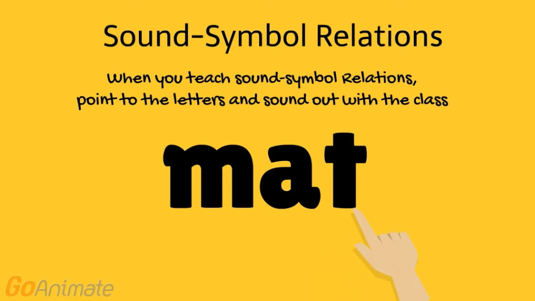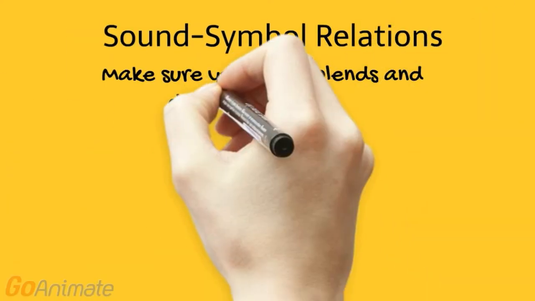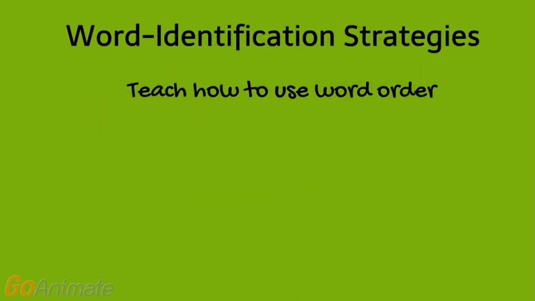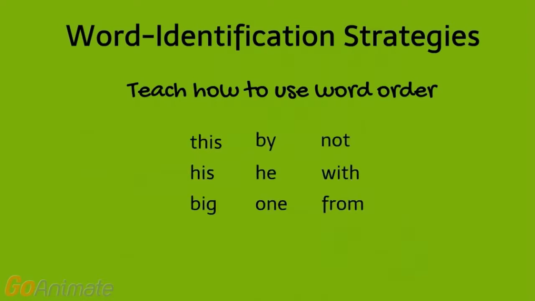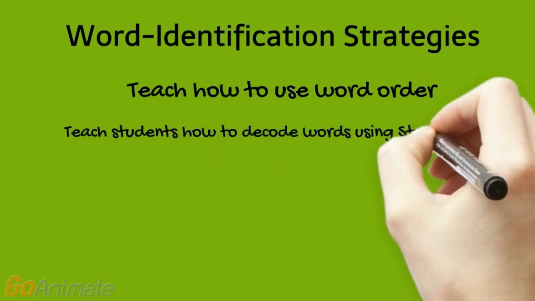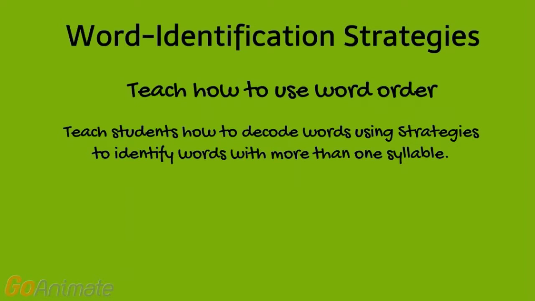When doing this, you choose the consonants and the vowels that can combine easily to make words. Make sure when teaching you introduce blends or clusters separately. As you teach word identification strategies, you will be teaching how to use word order. You can do this by providing limited sets of sight words. You will also be teaching students how to decode words using strategies to identify words with more than one syllable.